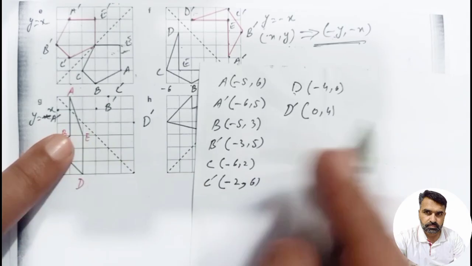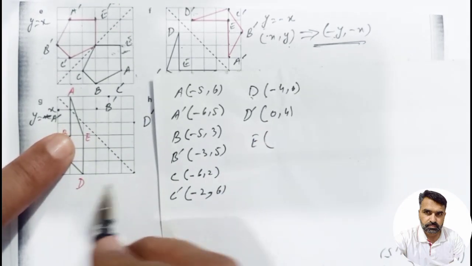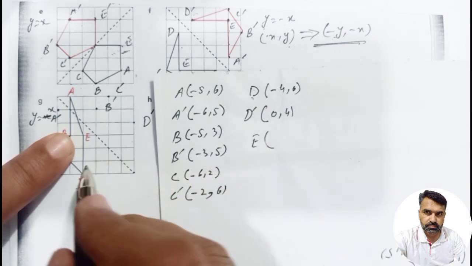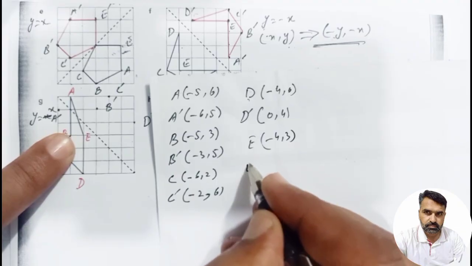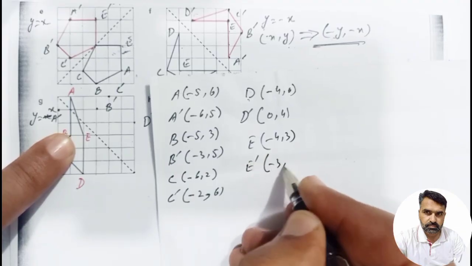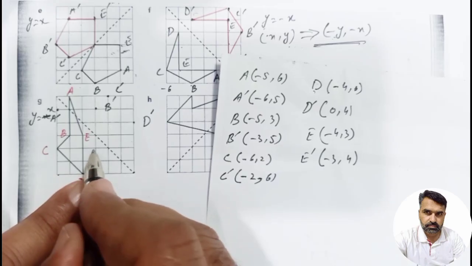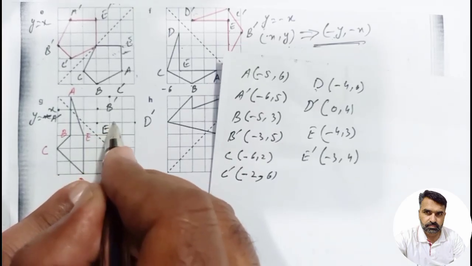Now students, look at the coordinates of point E. The coordinates are minus 4 and 3, and the coordinates of E prime will be minus 3 and 4. So students, it is minus 3 and 4. This point is E prime.